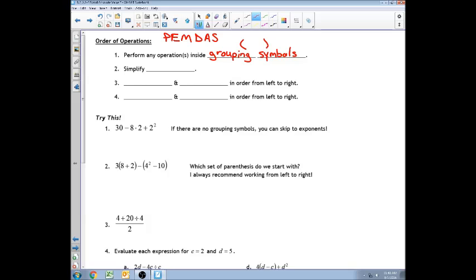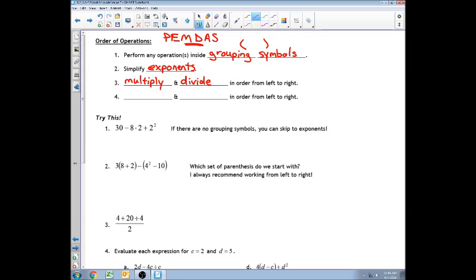Then you want to simplify the exponents. That is the E portion of our PEMDAS. So we want to evaluate any of the exponents that we can, or simplify them. The third step will be to multiply and divide. That's the M and the D of PEMDAS.